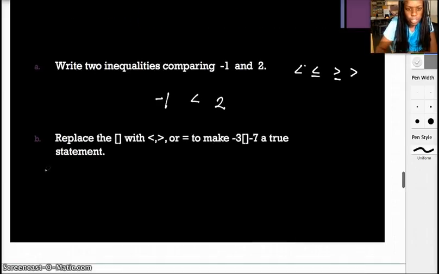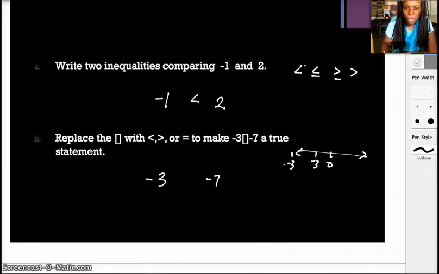Replace this empty box here with less than, greater than, or equal to make this statement here true. So I'm going to rewrite it. -3 has a relationship to -7. Which one is greater? Think first. Our knee-jerk reaction might be to say that -3 is less than -7, but remember, when we're thinking about the number line, -3 would be here and -7 would be back here. So -7, let me write that nicely, is less than. So we need to write our symbol this way. -3 is greater than -7. All right.